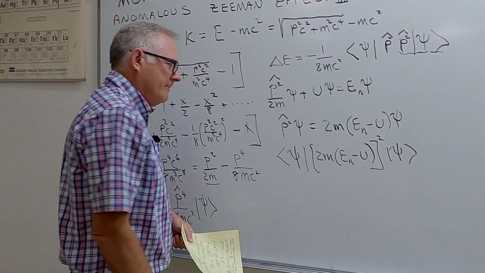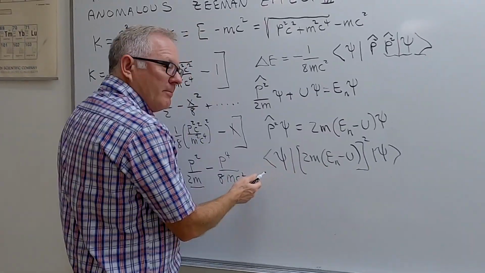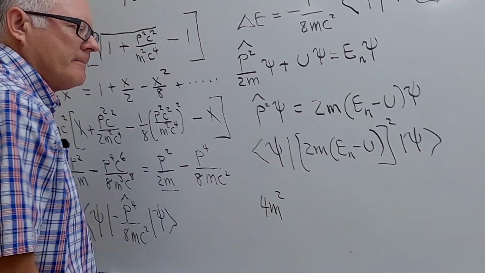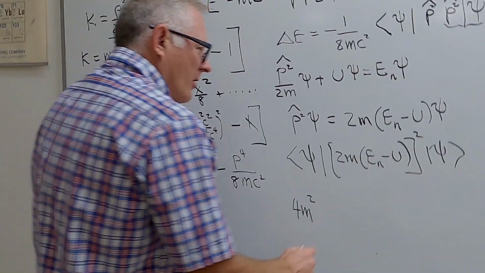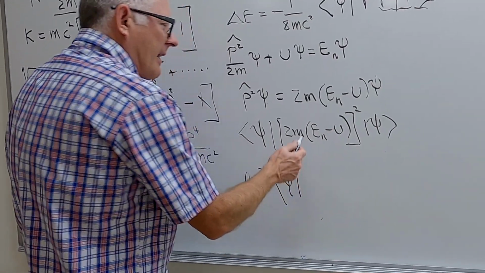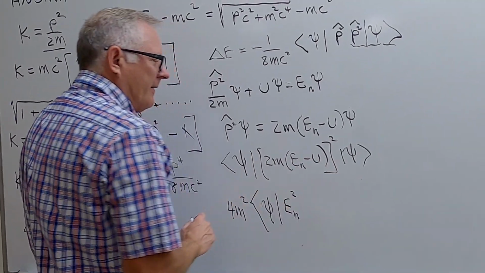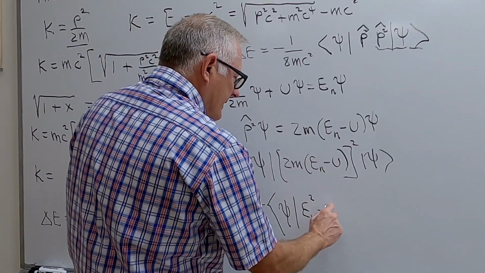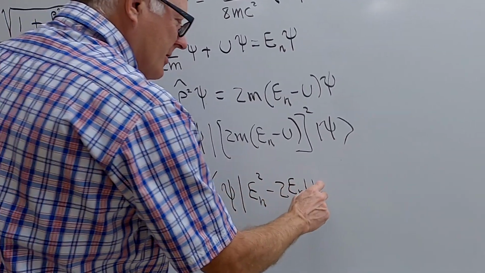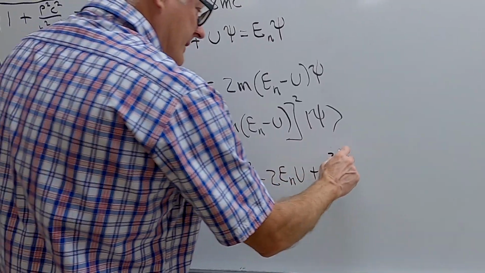Okay, well, this right here, if I squared it out, first of all, the 4m squared can come out in front. That's 4m squared. And then what are we going to have? We're going to have psi, and then we just square that out. The first term squared is E sub n squared, the middle term is minus 2 E sub n u, plus the last term squared, plus u squared, acting on psi.